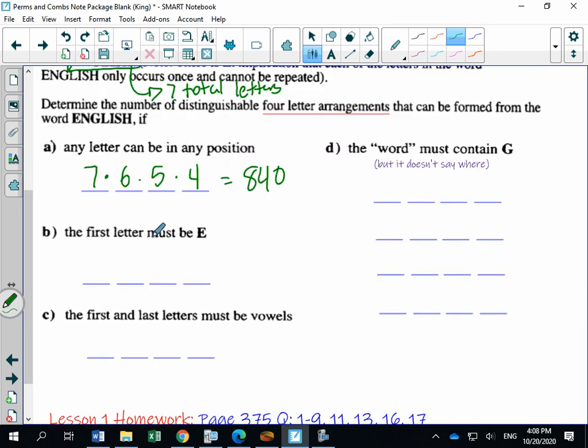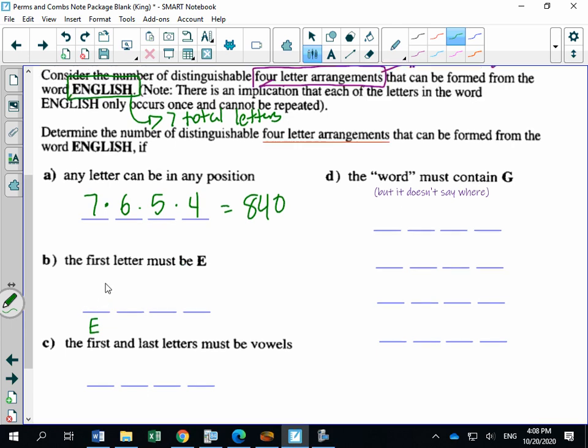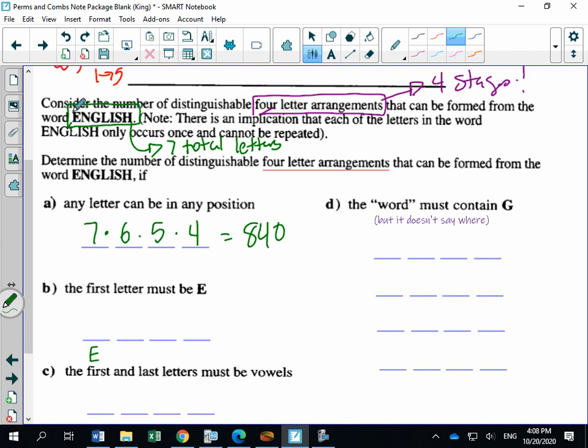B, the first letter must be an E. So they're saying the first letter must be an E. So the first stage has to be an E. If you look at the word English, there's only one E.